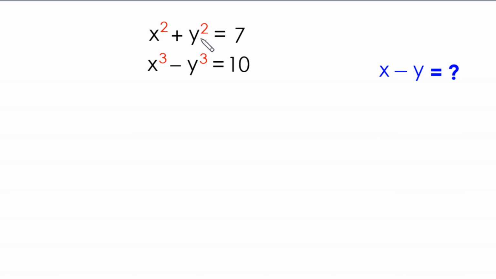x squared plus y squared is equal to 7 and x cubed minus y cubed is equal to 10. Our job is to find all possible values of x minus y.